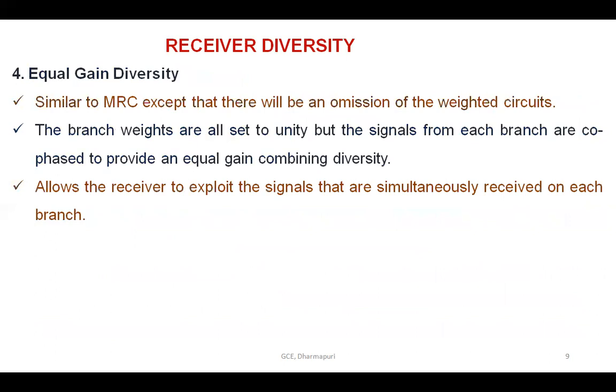Fourth one, equal gain diversity, is similar to MRC, except there will be no weighting of the signal. The branch weights are all set to unity, but the signals from each branch are co-phased to provide equal gain combining diversity. It allows the receiver to exploit the signals that are simultaneously received on each branch.